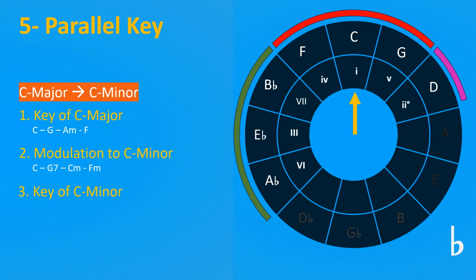Once in C minor, the progression can continue with chords like C minor, B flat, A flat, and G, which are the characteristics of the minor key and provide a more somber tone.